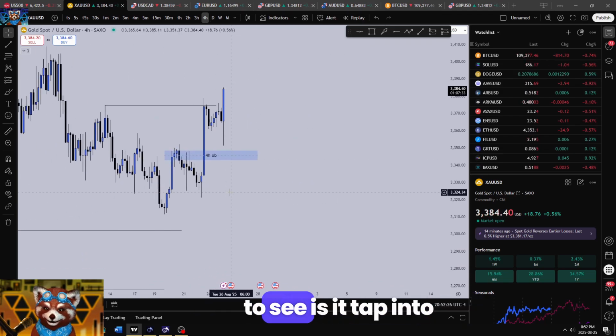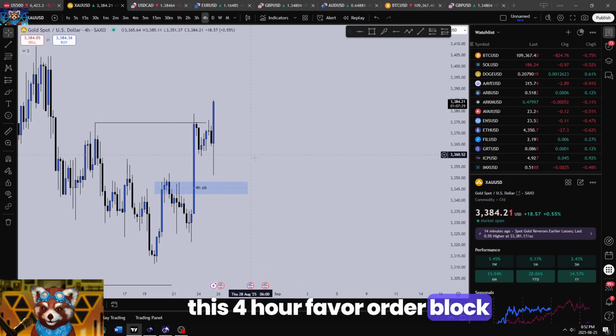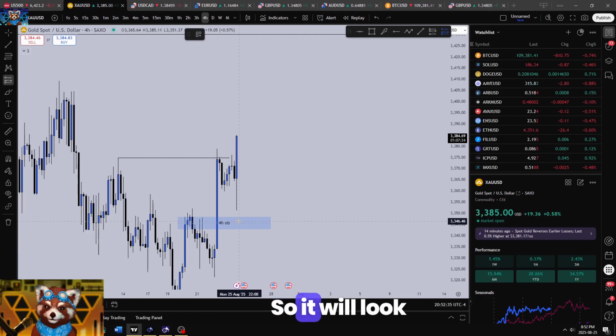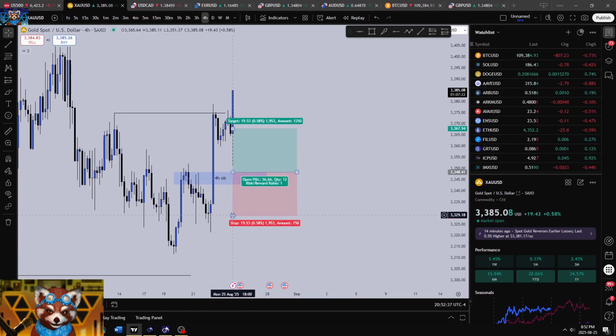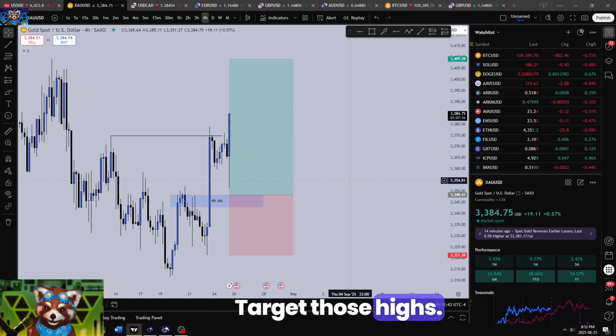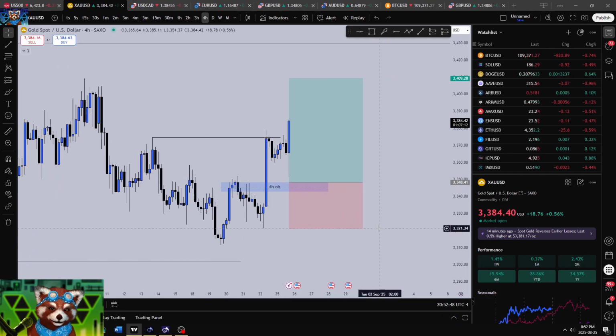Ideally, what I would want to see is it tap into this 4-hour order block and then look for this. So it would look something like this. Stops, you can play it safer here. Target those highs. I still want a 2.5. You can't complain about that.